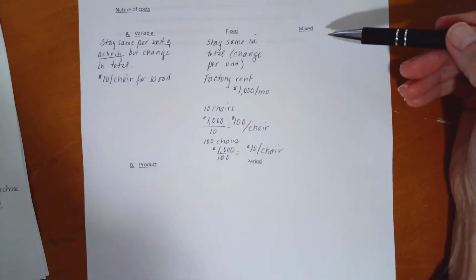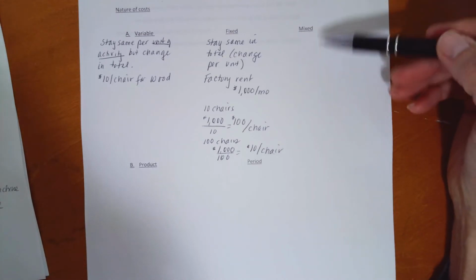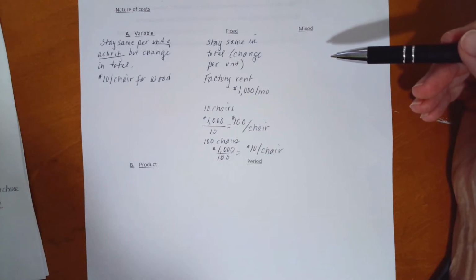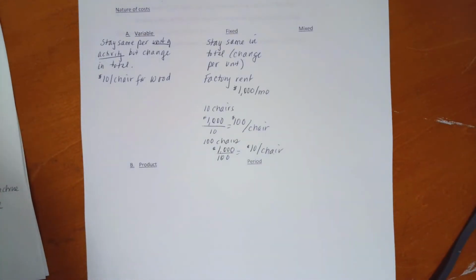Okay, and then a mixed cost has a combination of both. A good example of this is your cell phone bill. Some of the plans now charge you a fixed amount, let's say $50 a month. Regardless, as long as you're within a range, it's $50 per month. And then they're going to charge you more per unit of data that you use after that. So it has both a fixed and a variable component.